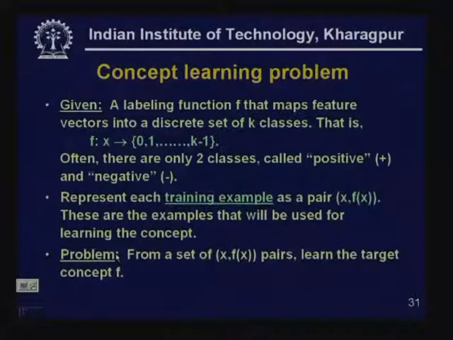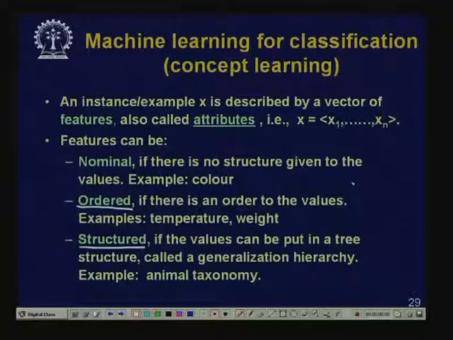So, we have k classes, and we have an actual underlying function that maps an input instance to one of these classes. So, the function f maps an input instance to one of these classes. This is given to us. In a special case, we may have only 2 classes. In that case, we will say that one of the classes is positive, the other is negative. And we are given some training examples. Each training example is a pair, the instance and its classification.